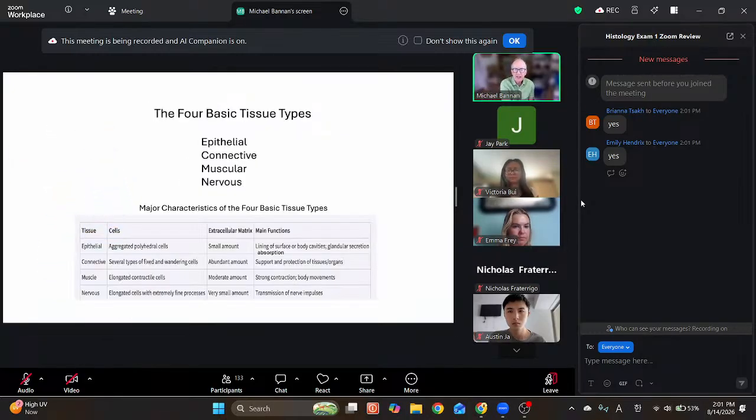You remember we said initially that there are 4 basic tissue types: epithelial, connective, muscular, and nervous. We are doing epithelial. In the next few weeks, we're going to be covering connective tissue, muscular tissue, and nervous tissue. The characteristic features of epithelial tissue include the fact that they are composed of an aggregation of polyhedral cells. This is different than the other tissue types, which, if they're fixed cells, tend to be elongated or spindled. So epithelial cells tend to be polyhedral. They're associated with only a small amount of extracellular matrix material. And generally, their functions are lining surface or body cavities and glandular secretion and absorption.